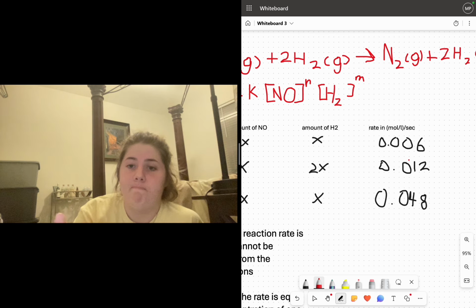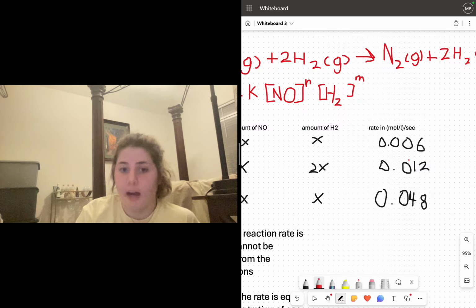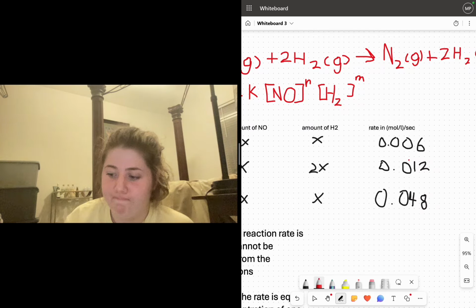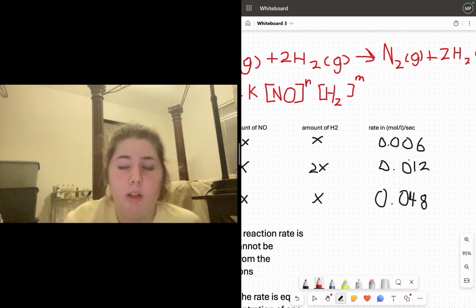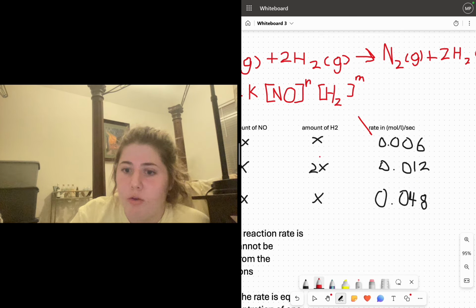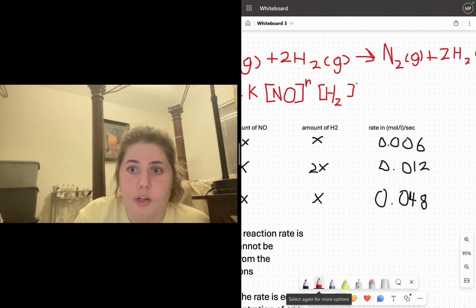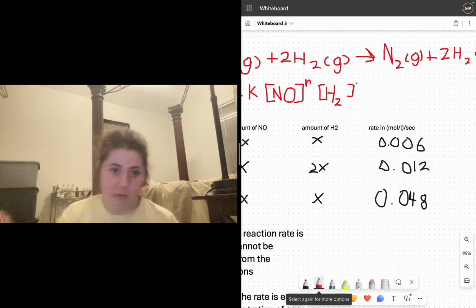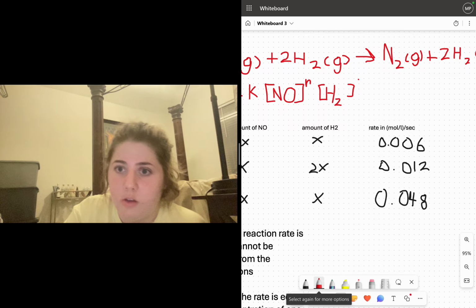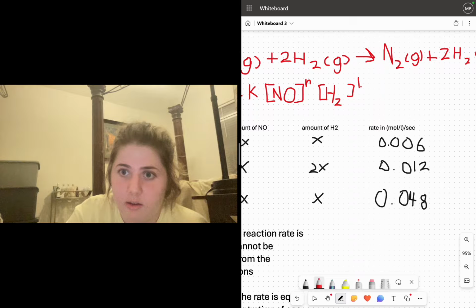So since we doubled the hydrogen and it doubled our entire rate, that means that the amount of hydrogen is equal to the rate. And that is how we're going to change this exponent. So we know that when hydrogen is 1, then our rate is going to change, or when hydrogen is 2, our rate is going to change by 2. When hydrogen is 3, our rate is going to change by 3. So just to make it equal to the rate, we're just going to make this exponent 1.